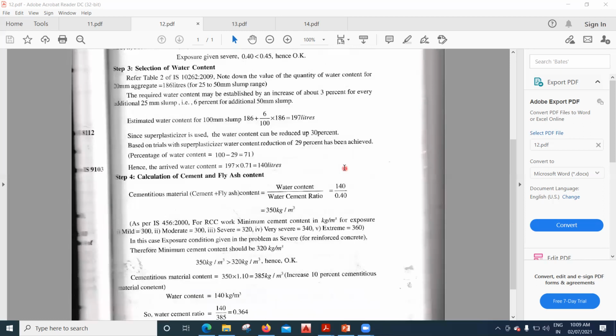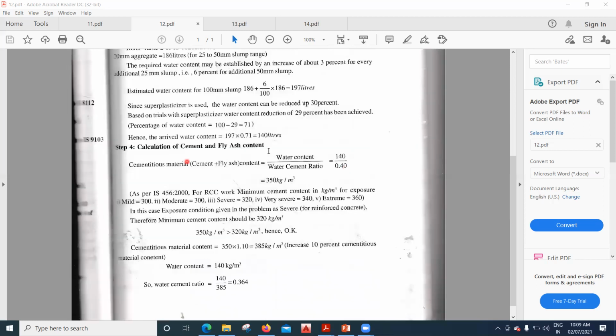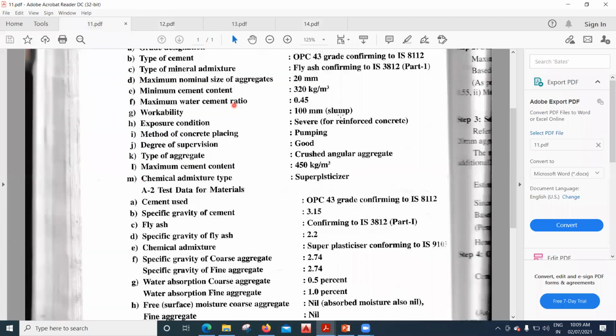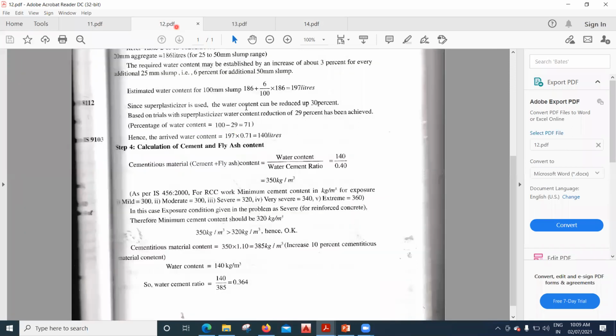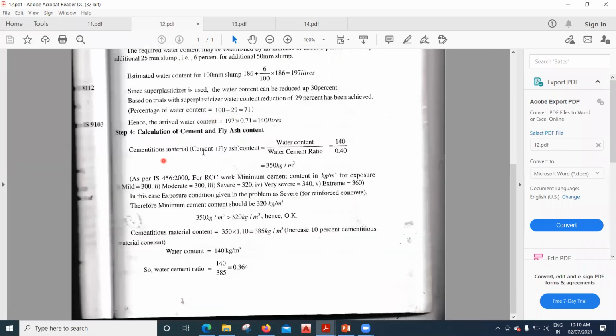Yeah. So now calculation of cement and fly ash. Here you have to understand one thing. In the previous lecture, we had calculated only the cement content, but this time we're making use of fly ash. So fly ash is a pozzolana. It all depends on how you want the mix design. In the question itself they have given that you have to make use of fly ash. So now both are my cementitious content. So how do you find the cementitious material, that is cement and fly ash together?